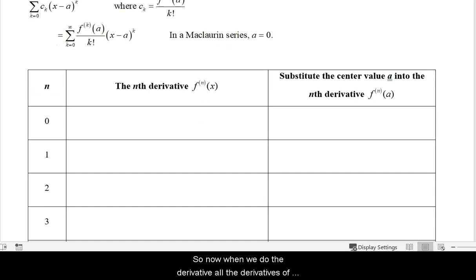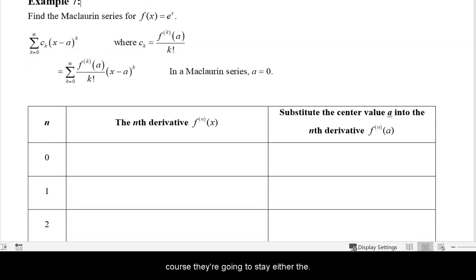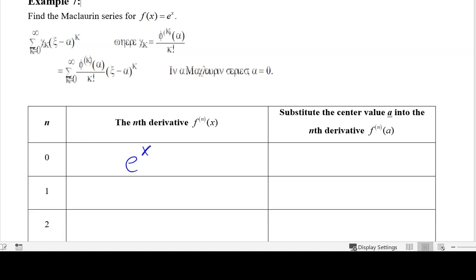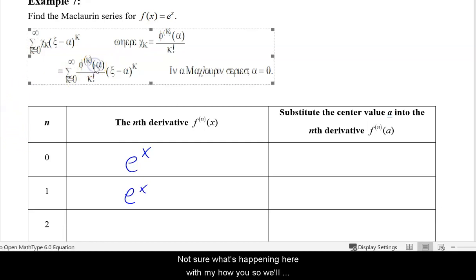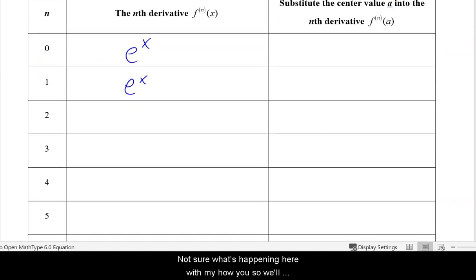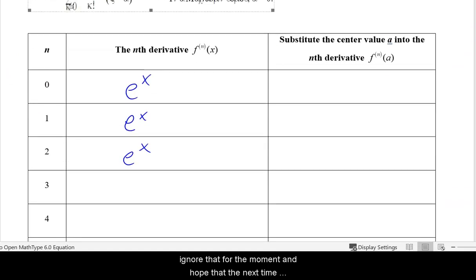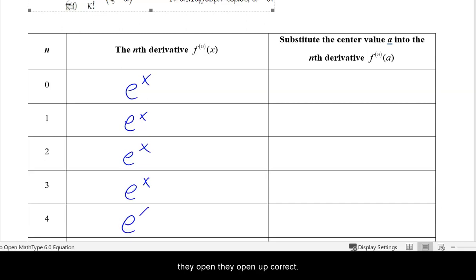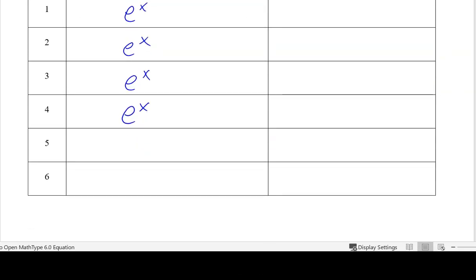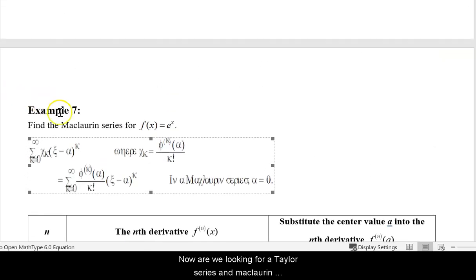So now when we do the derivative, all the derivatives, of course, are going to stay e to the x. I can simply go ahead and write them in. I don't need to compute them. I know all derivatives are e to the x. I'm not sure what's happening here with my values, so we'll ignore that for the moment and hope that the next time they open up correctly. Now, are we looking for a Taylor series or Maclaurin? This says Maclaurin, so that means the center, a, is 0.